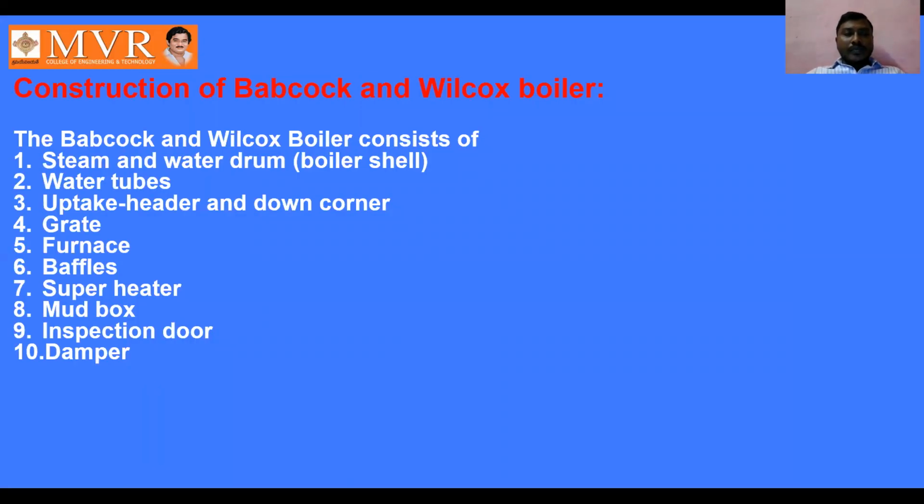See, this is what we have studied up to now about the construction of the Babcock and Wilcox boiler. The first one is the steam and water drum, which is nothing but the boiler shell, and here we are using water tubes, uptake header and downcomer, grate, furnace, baffles, superheater, mud box, inspection door, and dampers, which we can show in the diagram itself.